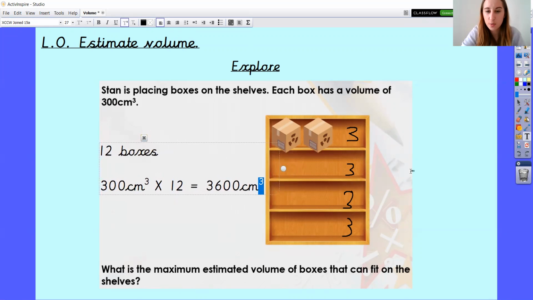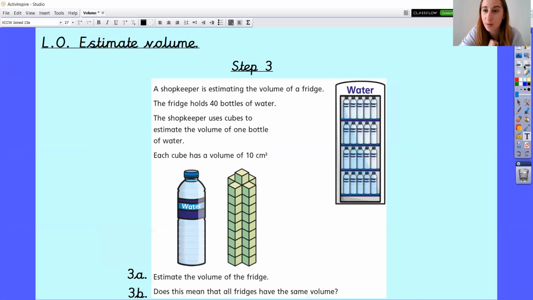Okay, so what I did was I did a bit of estimating with my eyes. So I visualized what I thought would happen. Then I've used some multiplication to help me work that out. I've thought about the volume of 1 box and multiplied it by the total number of boxes. Okay, so hopefully you can use those skills to help you with this step 3 problem.